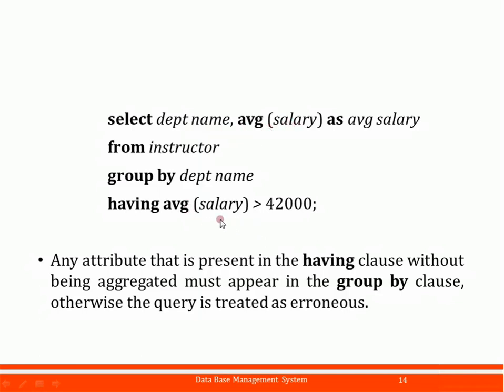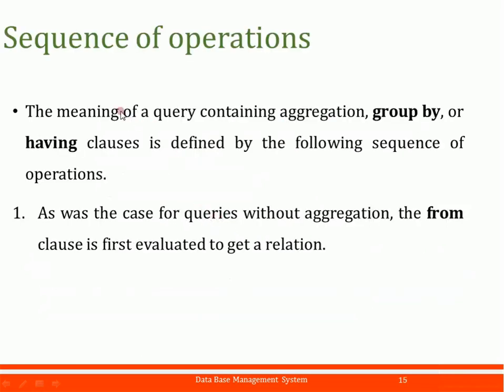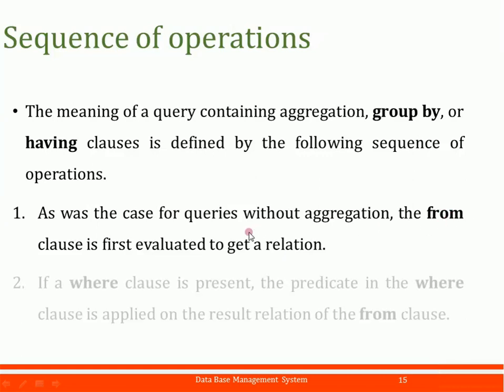So the sequence of operations will be like this. The meaning of a query containing aggregation, group by or having clause is defined by the following sequence. So this you have to have as a sequence of operations, one after the other you have to perform. As was the case for queries without aggregates, the from clause is first evaluated to get a relation. So you have to get the tuples from the from clause, where it gets the details from the table which is specified in the from clause.